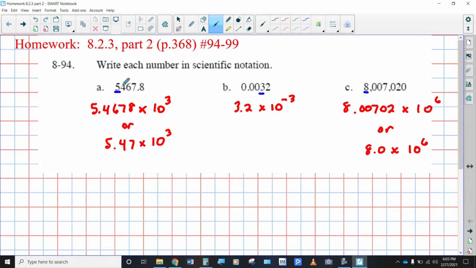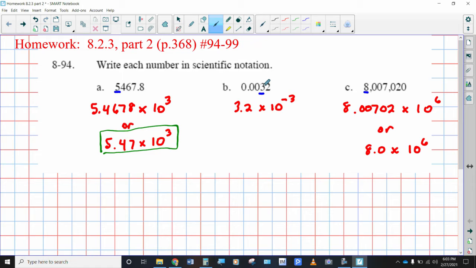So 5,467, the 5 is in the thousands place, and since 1,000 has 3 zeros, that is 10 to the third power. So if I rewrite it, I can write it as 5.467 times 10 to the third, but what we sometimes do is round off that leading factor so it has only 2 decimal places. Makes it a little bit easier, because really, what's the point of rewriting it in scientific notation if it's going to be all of the digits plus that additional power of 10?